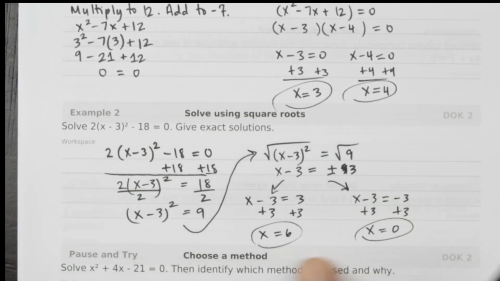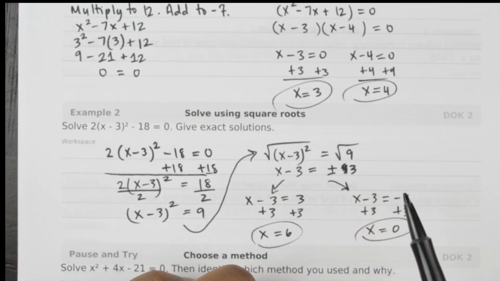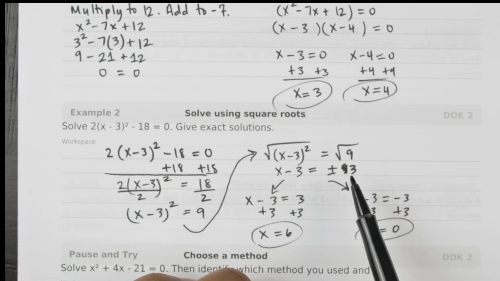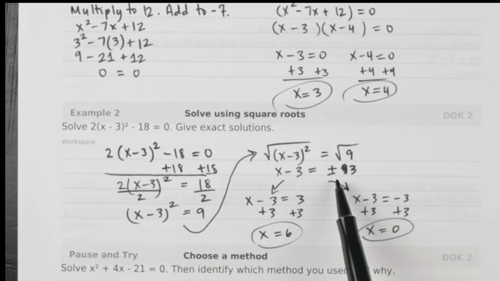Okay. So now that we have our solutions, the plus or minus symbol matters because both 3 and negative 3 square to 9. If you took 3 squared, you would get 9. If you took negative 3 and squared it, you would also get positive 9. So that's why it's important to know what the plus or minus means.